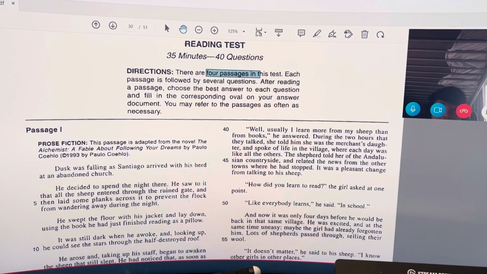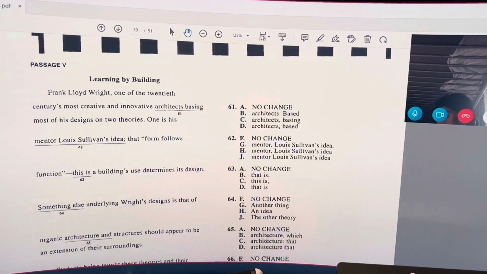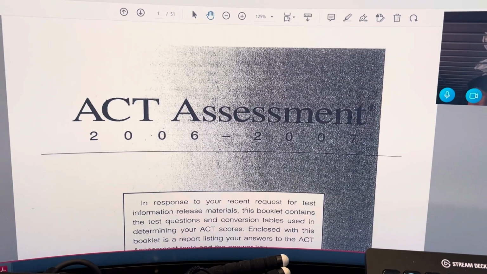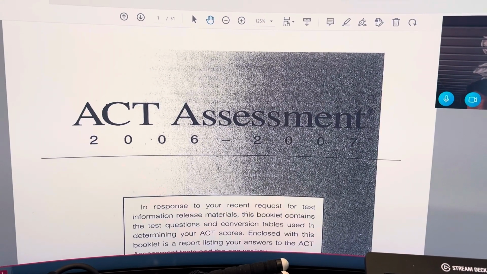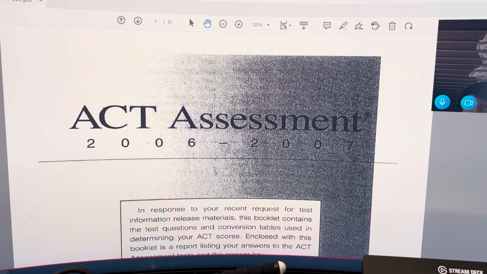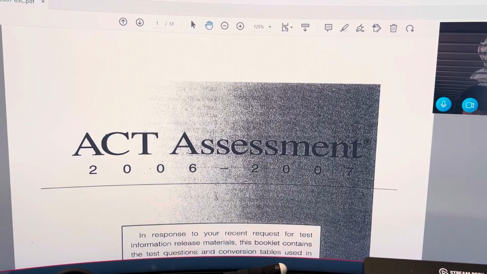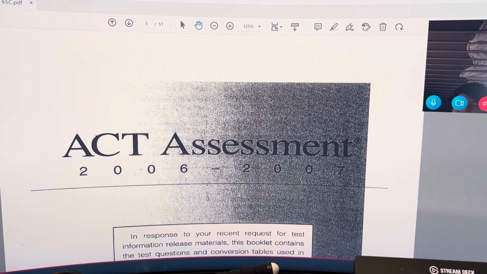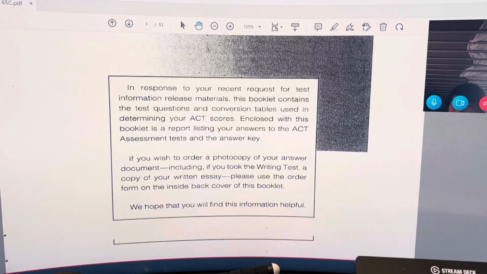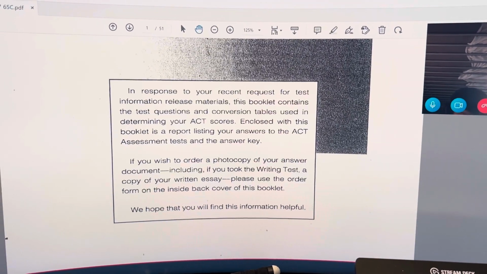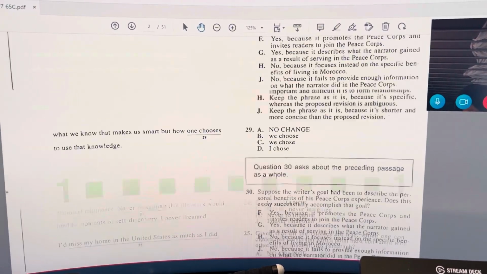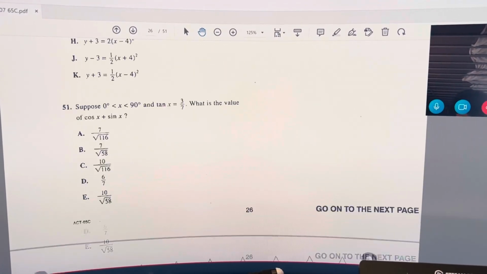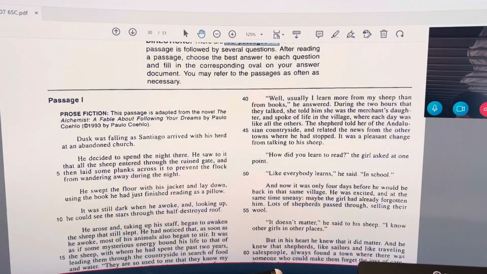In fact, let's go look at the date of this test. This test was in 2006 to 2007. How many years ago was that? A lot of years ago. Like 18 years ago? No, not 18. 16 years. That's almost as old as you. You're 17, right? Yes. So it's 1 year younger than you are. And 16 years ago, people took this as an actual test.